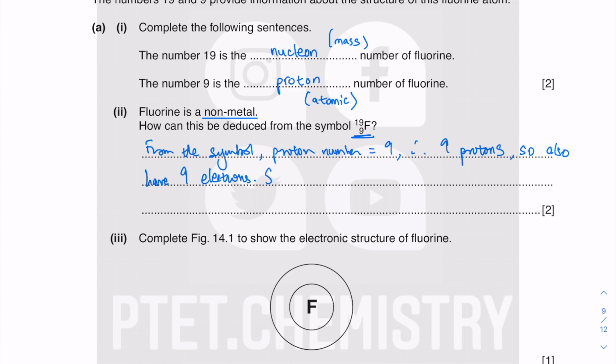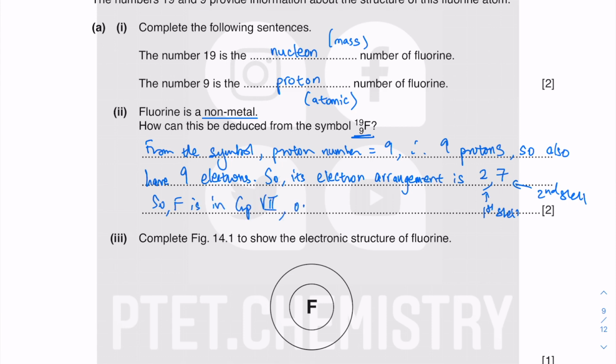So its electronic structure or electronic configuration, if you don't like it, you can say electron arrangement, is 2 electrons in the first shell, comma 7 in the second shell. So that is the first shell, that is the second shell. So fluorine is in group 7, on the right side of the periodic table.